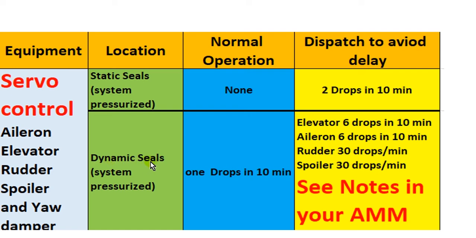Here, dynamic seals, also system pressurized. In the normal, 1 drop in 10 minutes. Okay, but here for dispatch, the servo controls at the elevator, 6 drops in 10 minutes. And the aileron, 6 drops in 10 minutes. For rudder, 30 drops per minute. Spoiler, 30 drops per minute.